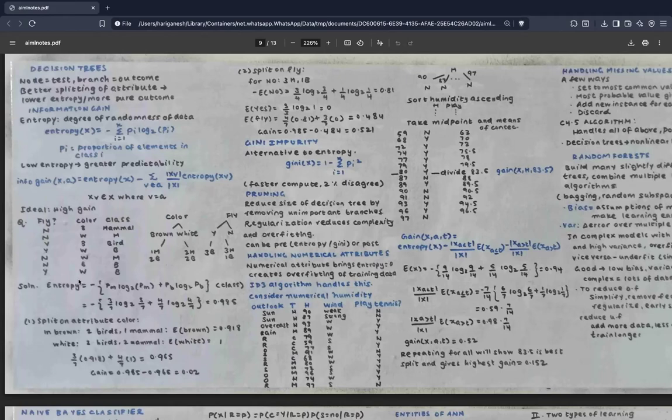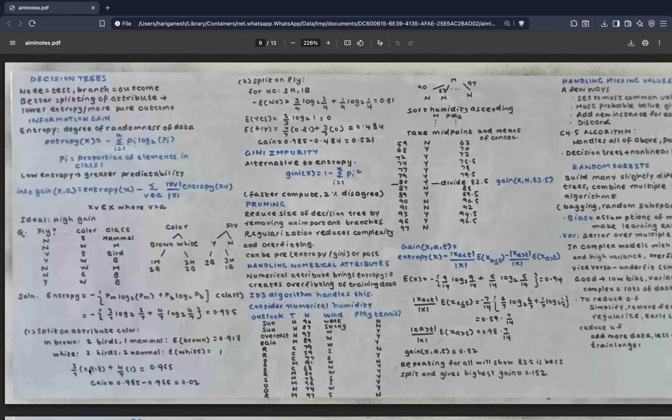Let's say we split based on color, and we have two colors. In brown, we have two birds and one mammal. The entropy of brown comes to 0.918. You have to calculate this separately: 1 by 3 log 2 of 1 by 3 plus 2 by 3 log 2 of 2 by 3, and then you negate the whole thing and get 0.918. Here, since you have two birds and two mammals, the entropy of white is 1.